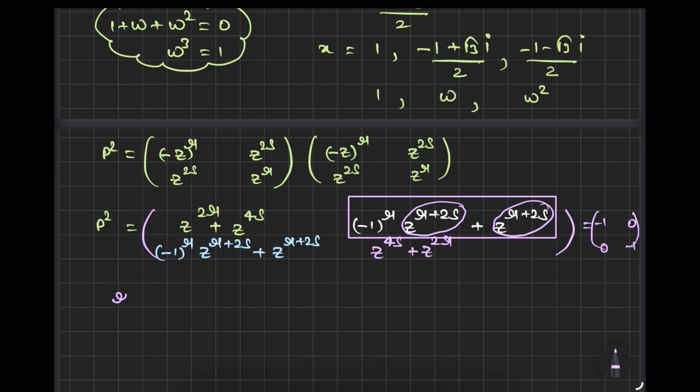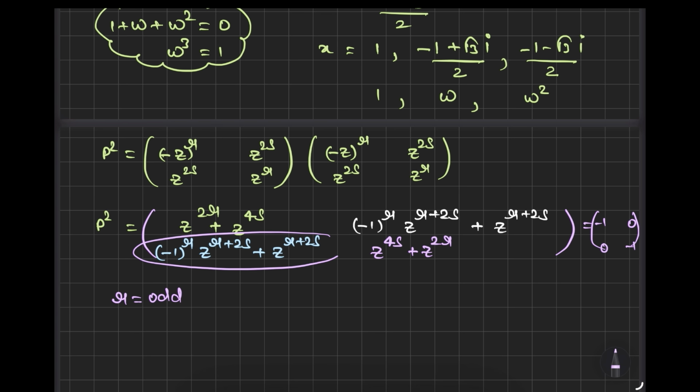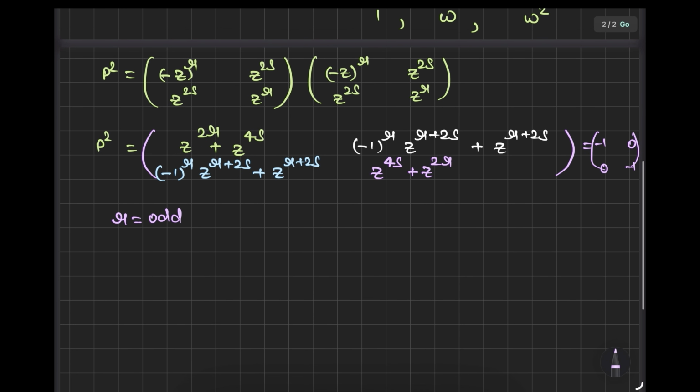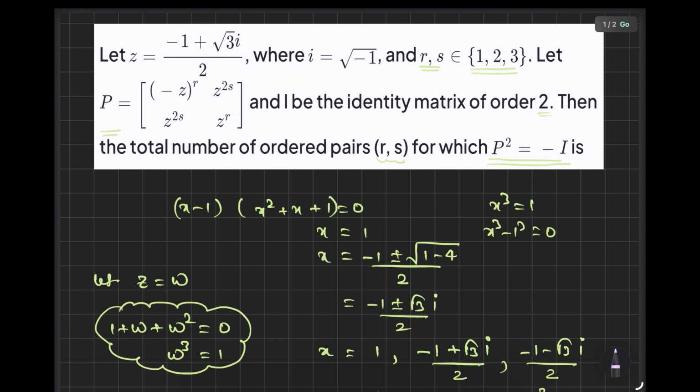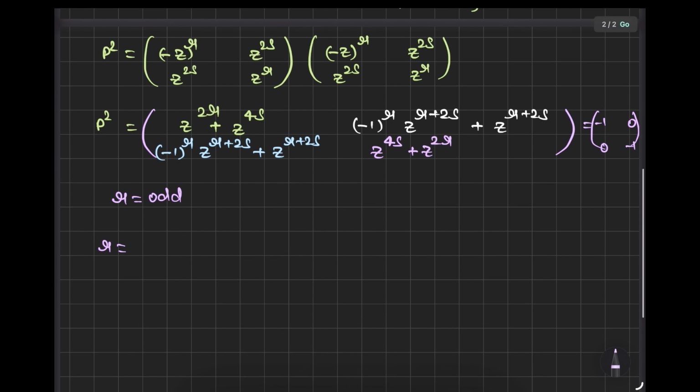So can I say that r has to be odd? If r is odd, then only it will be 0. Here also we will have the same situation because both elements are the same. So r is odd. Suppose r is odd. So we have how many choices? 1, 2, 3. 3 choices. Out of which the first odd number is 1. So s can take 1, 2, 3.